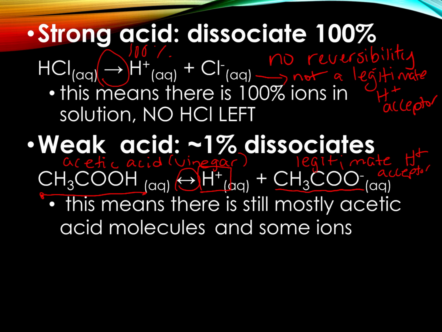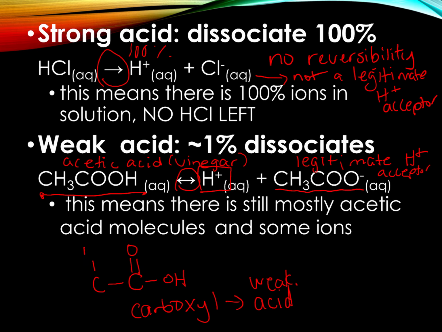Okay, so there are still quite a few acetic acid molecules and some ions, making it a weak acid. The reason it's written like this, you're going to see this often with weak acids. We're going to talk about this in the organic chemistry unit. This is a carboxyl group, for those of you that took biology. This makes an acid, a carboxylic acid. Usually these carboxylic acids are weak.